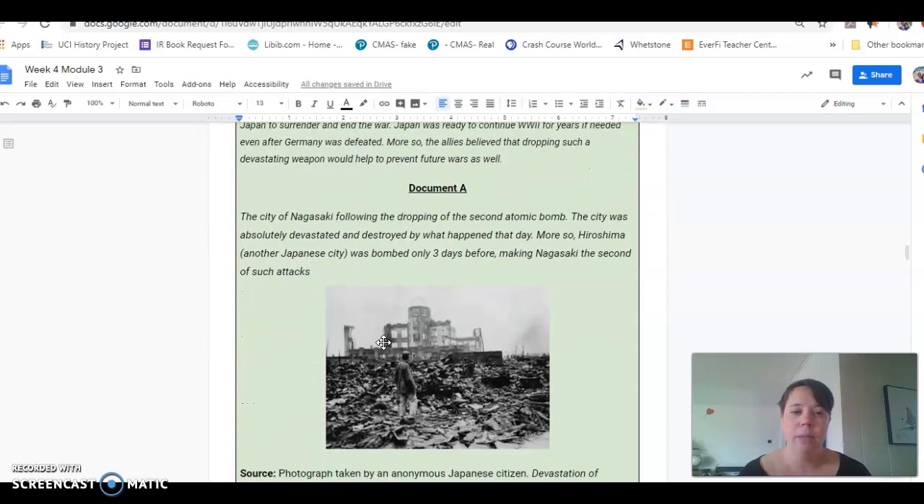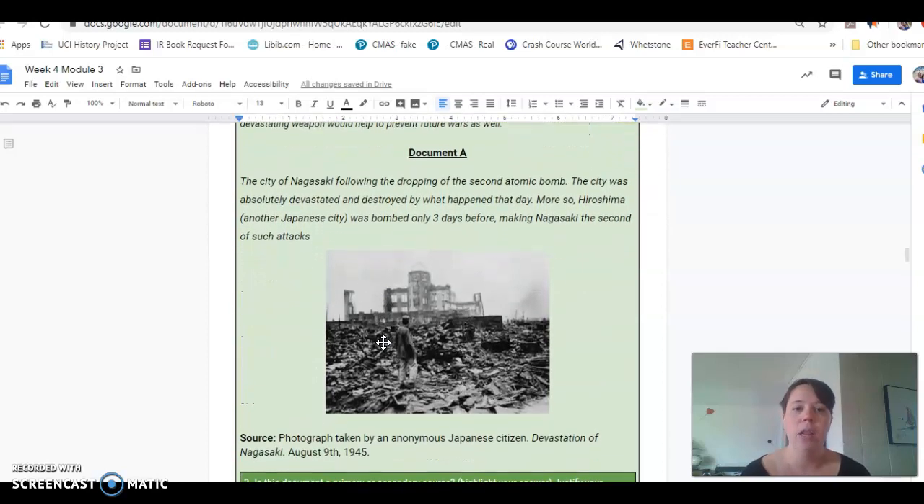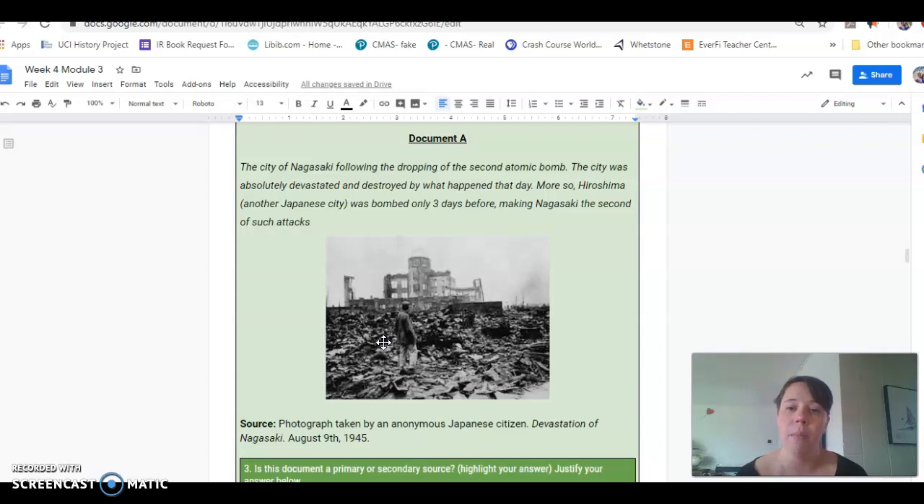Document A, the city of Nagasaki, following the dropping of the second atomic bomb. The city was absolutely devastated and destroyed by what happened that day, and more so Hiroshima, which is another Japanese city, was bombed only 3 days before, making Nagasaki the second such attack. So this is a picture of that devastation.